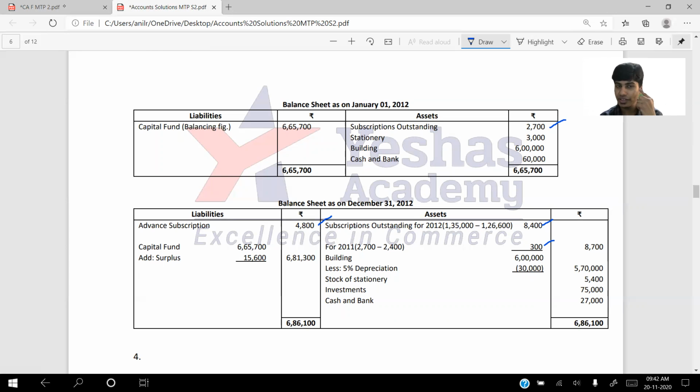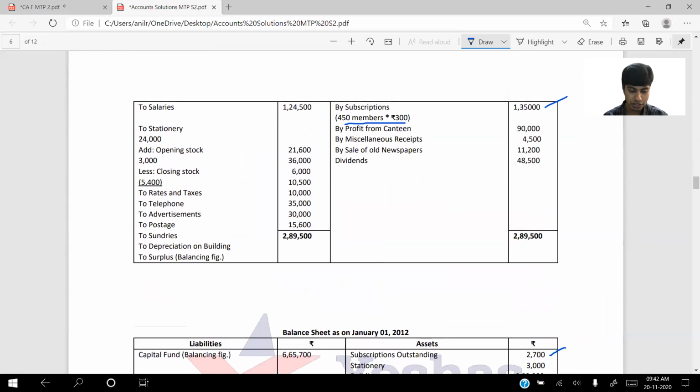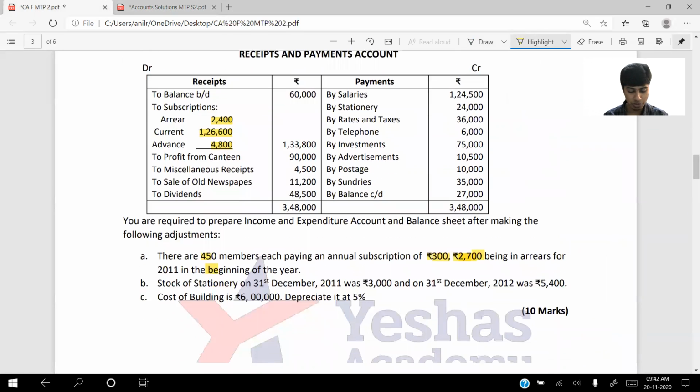Last year's 2,700 was pending, of which during the year 2,400 was received. The 300 that is still not received is an asset. For the current year, 450 members into 300, we got 1,35,000. Out of that 1,35,000, only 1,26,600 is received. Balance is again my receivable. 8,400 is still receivable with regard to subscription. 4,800 is the advance received regarding this subscription. Then everything related to subscription has been posted. So I've successfully finished the first adjustment for you people.